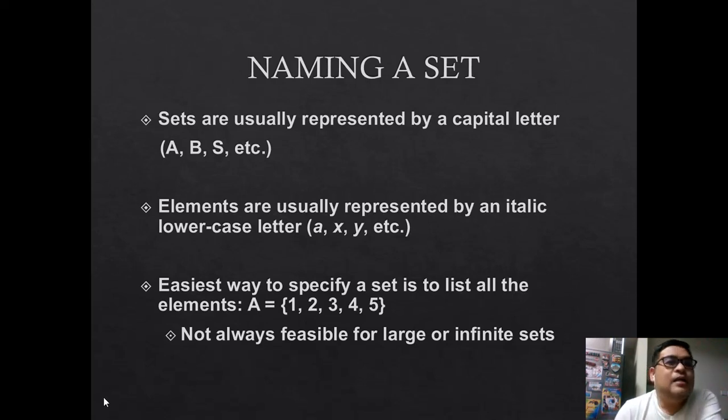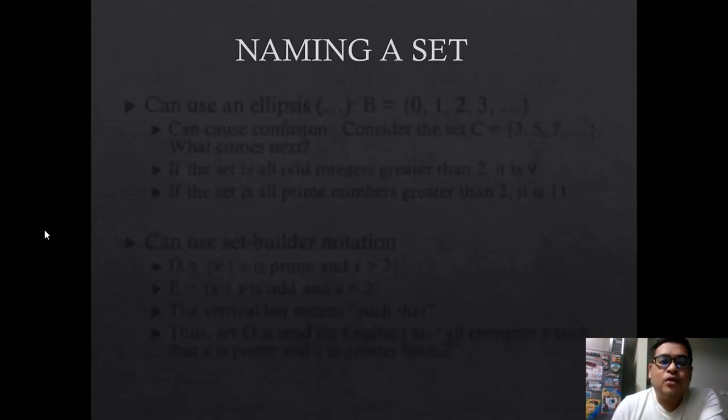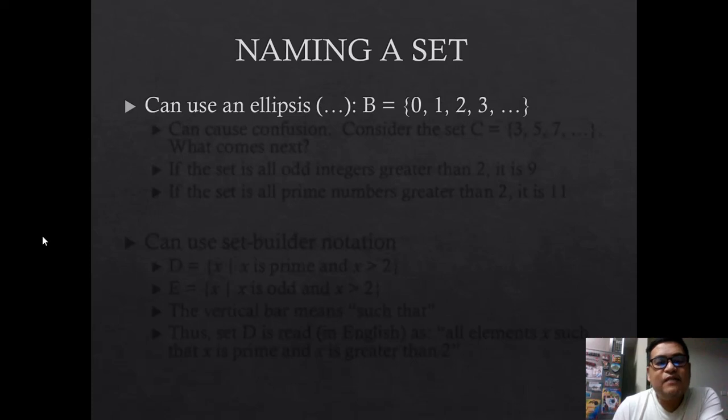Listing is not appropriate, or its listing will be impossible. Okay, so the listing method is only for a smaller number or a definite number of elements. So take note of that. Sometimes, if it is infinite, we use the ellipses or the three dots.